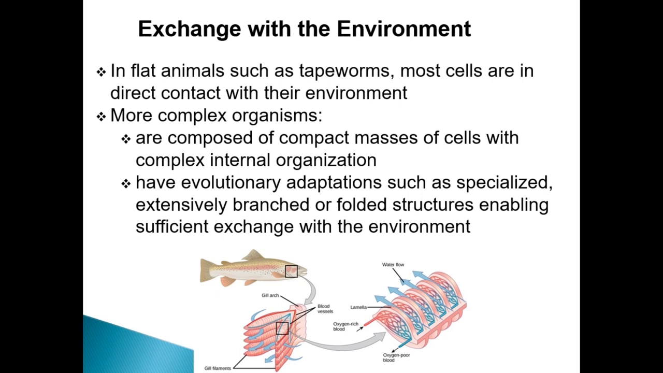More complex organisms are composed of complex and compact masses of cells and various internal organization levels. They have evolutionary adaptations and specialized extensive branches which will fold and create increased surface areas to service the volume within the organism. And we're going to be looking at these systems in more detail in this module.